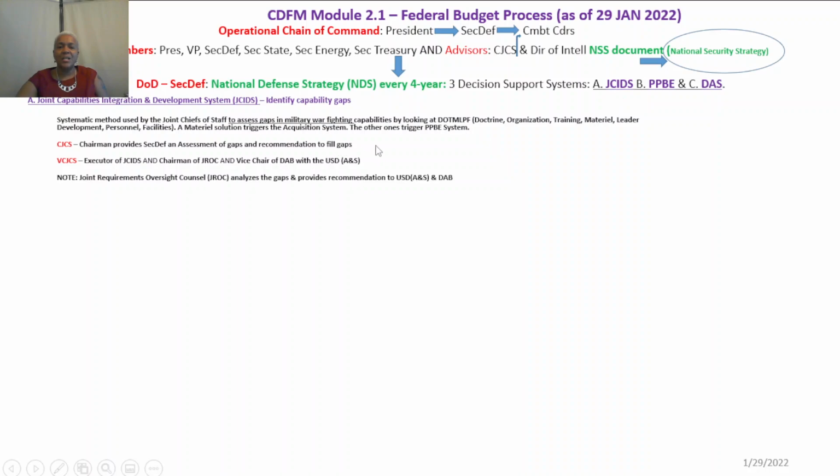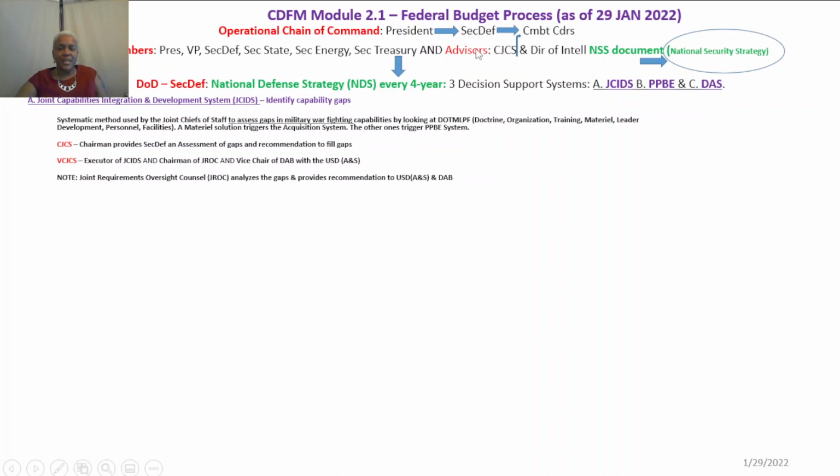What that is telling you is when they do the JCIDS process and they look at the DOTMLPF here, if it's anything else other than materiel, it simply triggers the PPBE process you see here. If it is a materiel solution, the M in the DOTMLPF, that triggers the acquisition system. We need to go procure things, buy things, develop things.